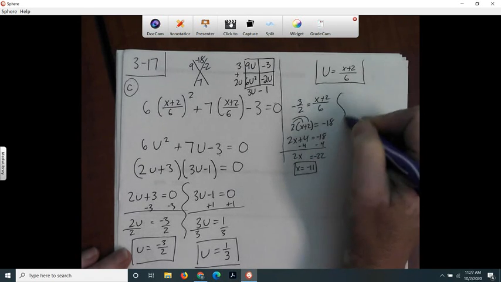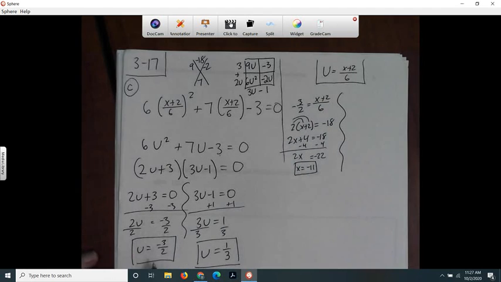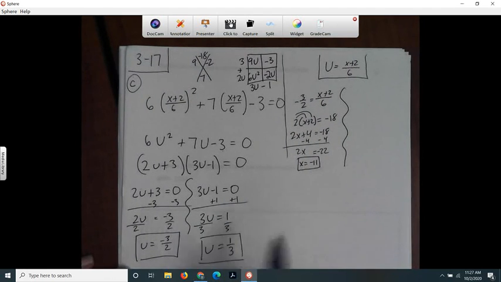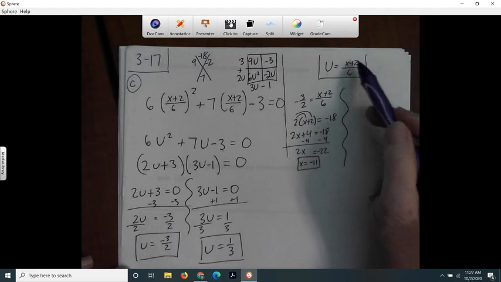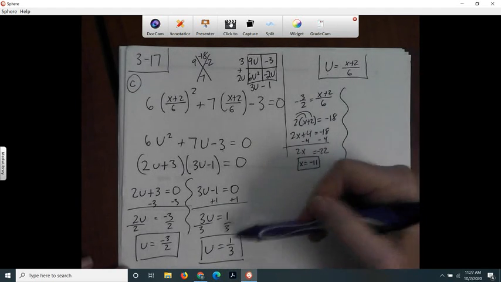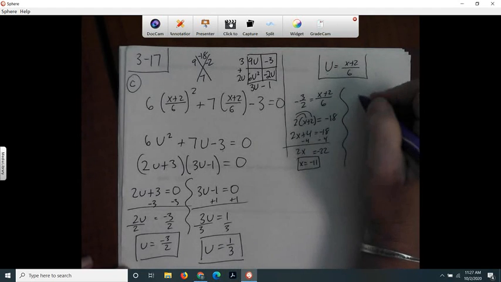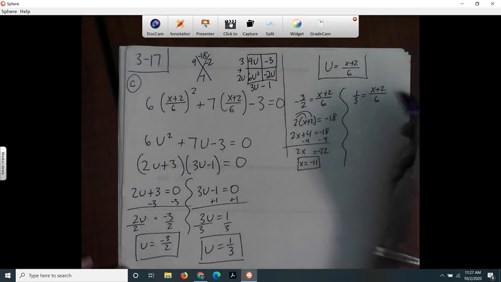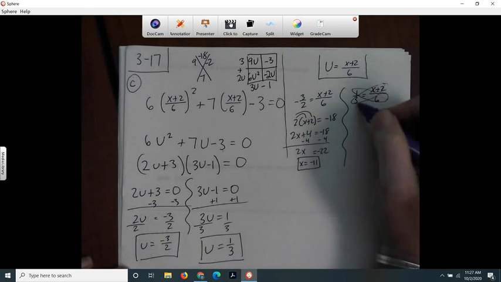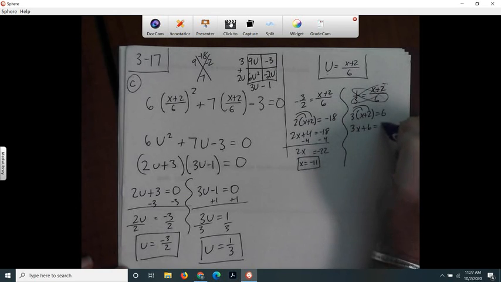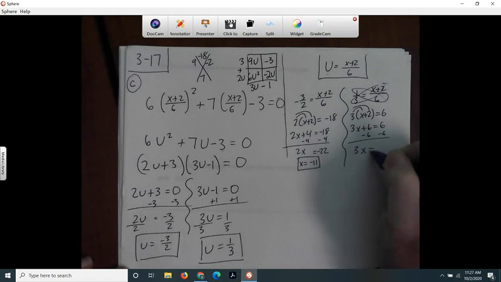Also, I have two answers. Remember, I had the 1/3. I'm going to set 1/3 equal to this fraction, or in other words, I'm substituting 1/3 in for u. Cross products. And minus 6 on both sides, I'm going to get a 0. Divide by 3, x equals 0. These are the two answers right here.